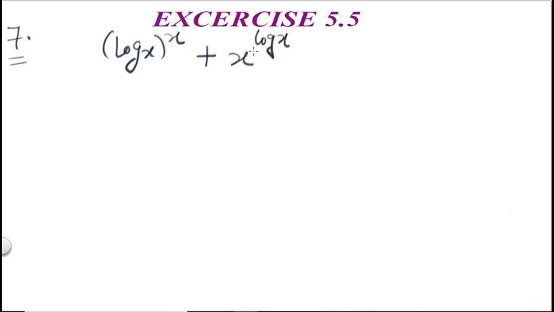In question number 7, the function which is to be differentiated is given as (log x)^x plus x^(log x). So you see, function to the power variable is there, plus x to the power log x. Now what is the difference? Here function to the power variable, here variable to the power function. So again, in this case what we do is we take log on both the sides.